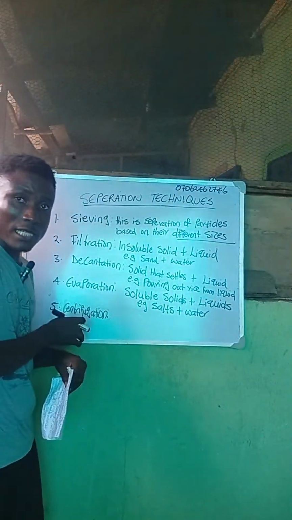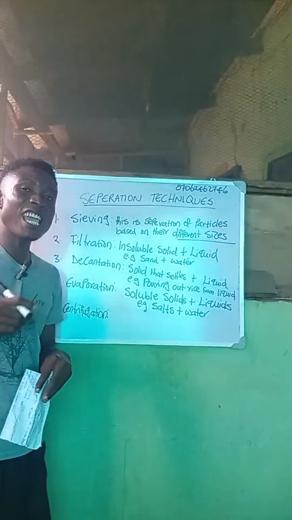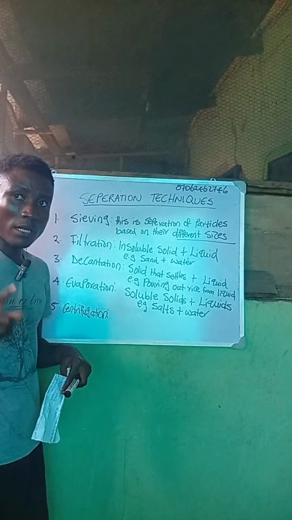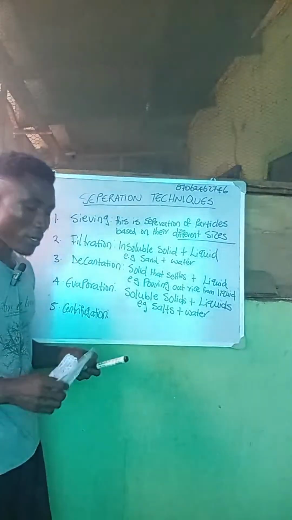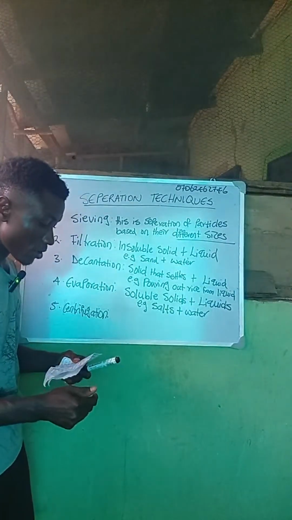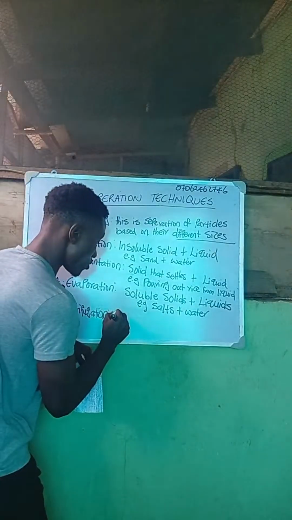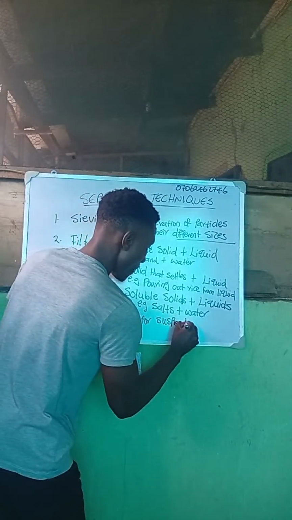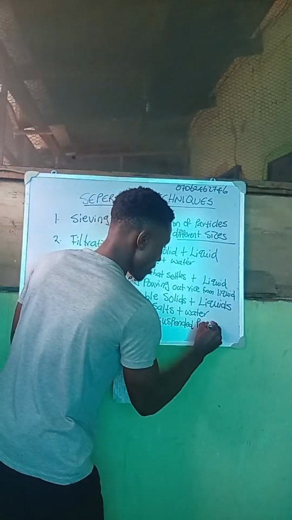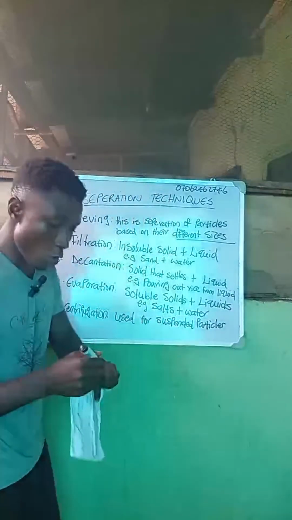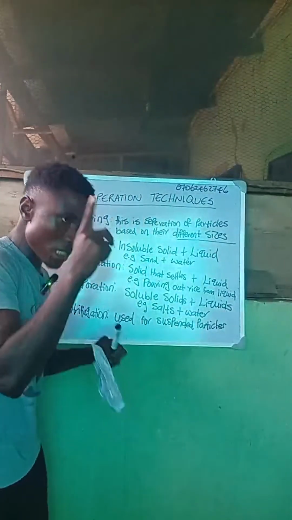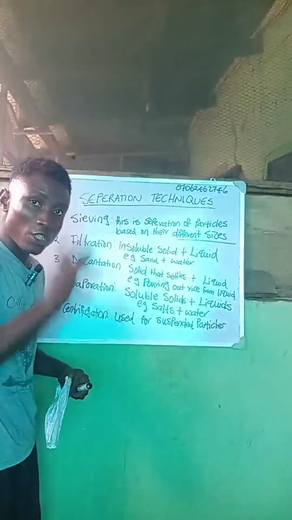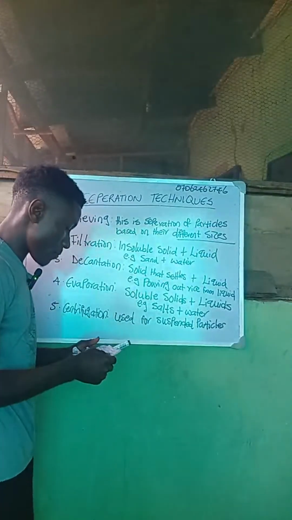So this test is carried out using a centrifuge in the hematology lab and also in the chemical pathology lab. I think even the microbiology lab, we also use the centrifuge. So this centrifugation is used for suspended particles. We want to spin it in order to get our suspended particles. So we do centrifugation. Please take note of all these points that I am giving out here.